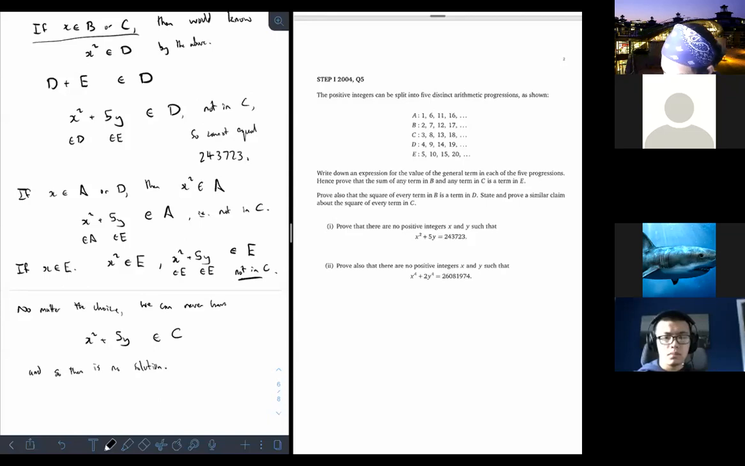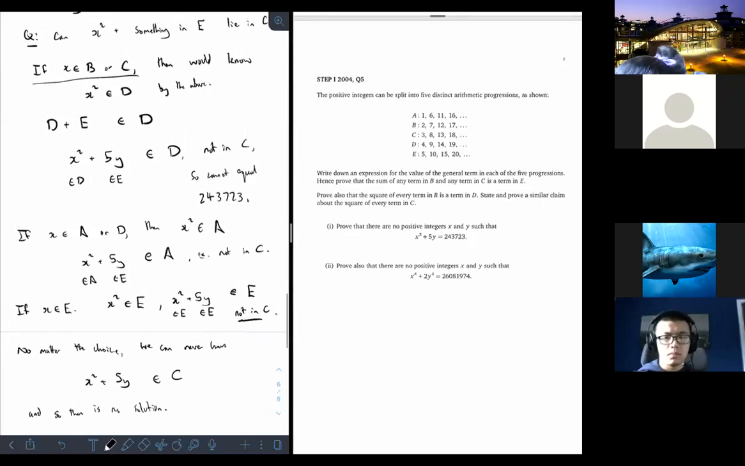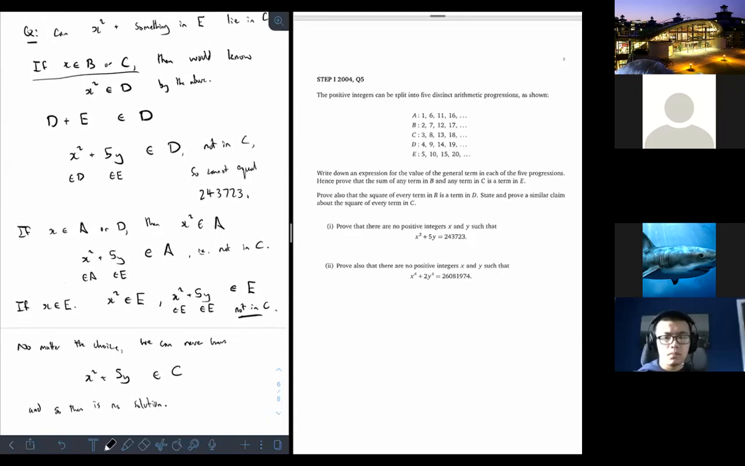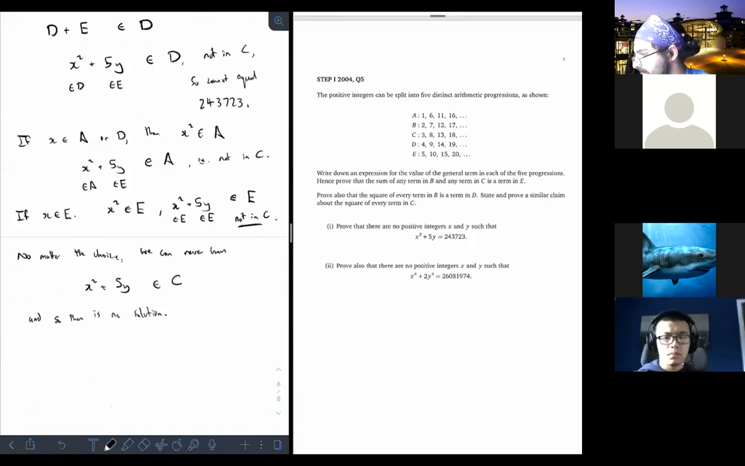So this sort of demonstrates to you how, if you've got something where there's only a finite number of cases to consider, which in this case there were 5 cases, if it's in A, B, C, D, or E, you can just consider each of those cases individually and rule out whether or not something can happen or not. And so in particular, we actually get that this expression can never lie in C.